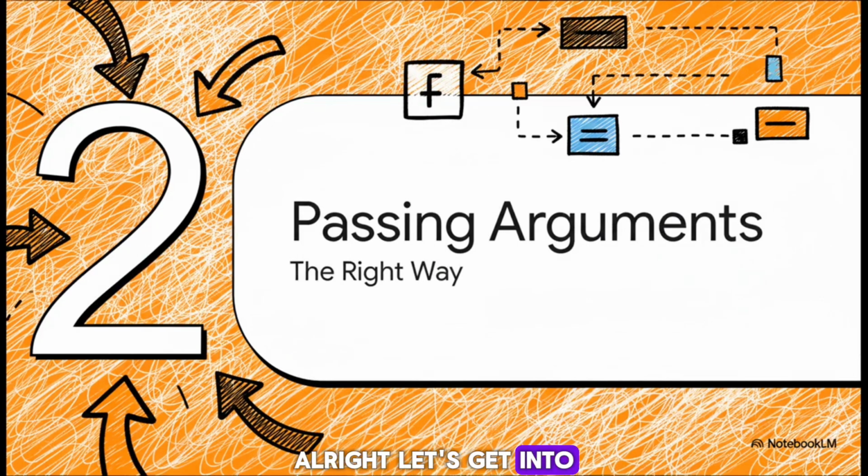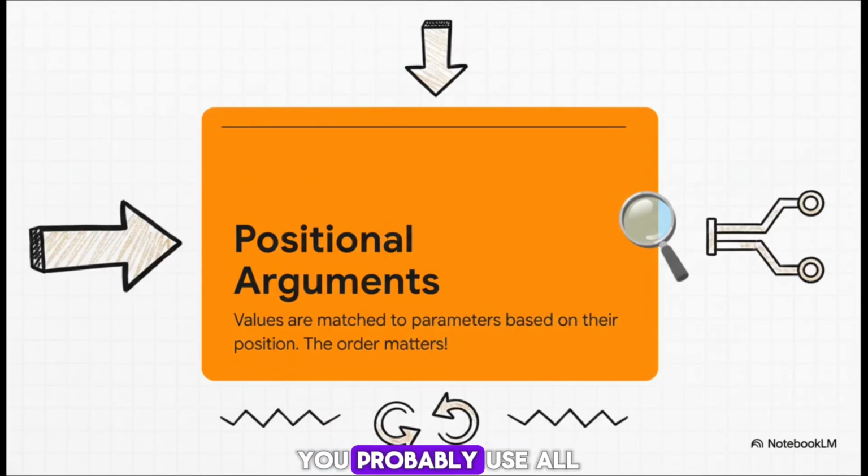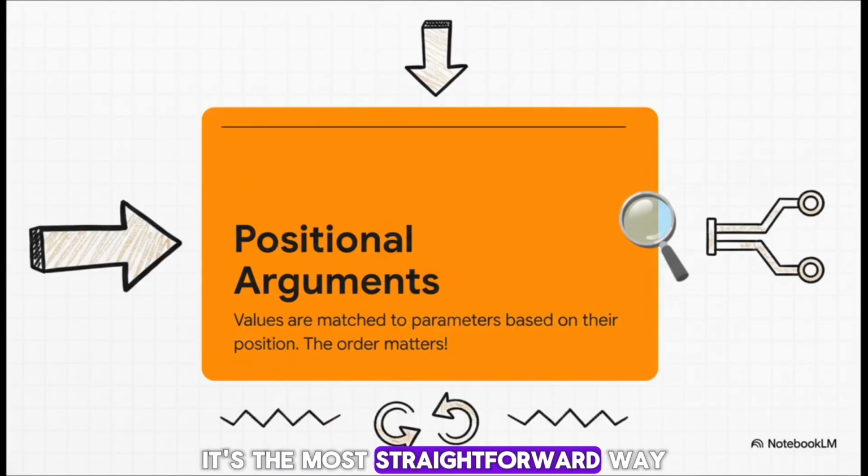All right, let's get into the first big hurdle, how we actually send information into our functions. This is all about arguments and parameters, and believe me, getting this part right is absolutely crucial. This is the one you probably use all the time, right? It's the most straightforward way.